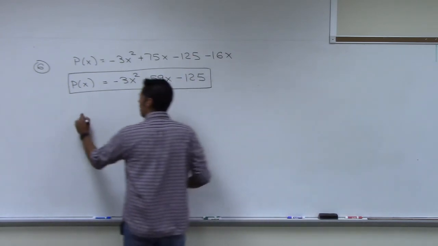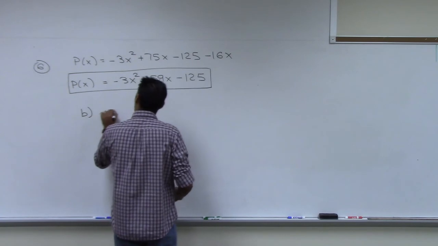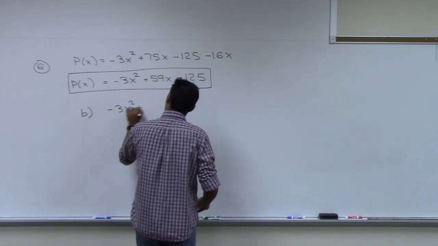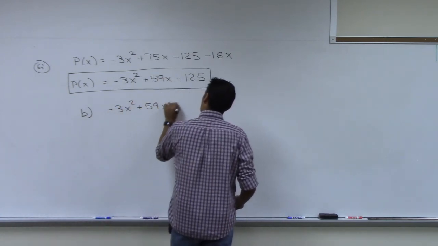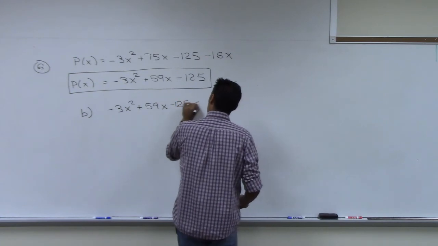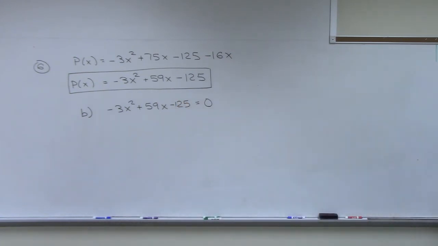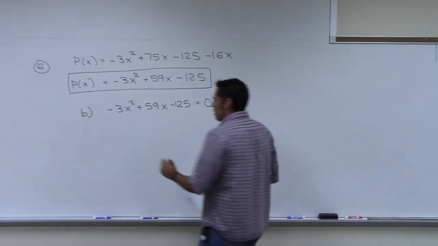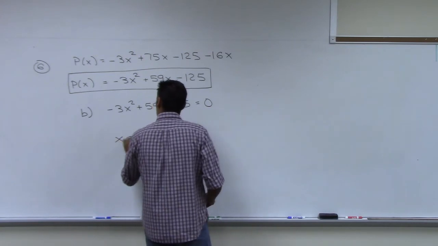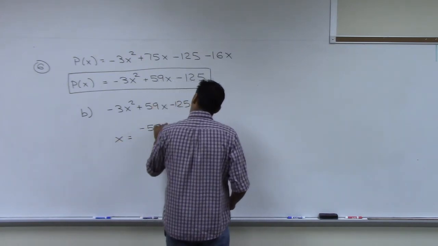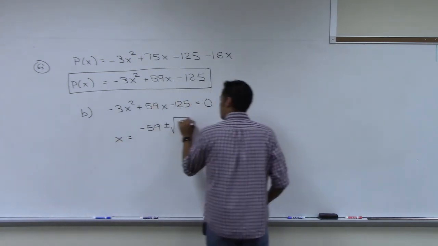So part B, I'm going to set negative 3x squared plus 59x minus 125 equal to 0. And I'm not quite sure about that factoring there. I don't think that's going to factor. I think we're going to have to use the quadratic formula for that. And these are big numbers, right? So my solutions are this. X is equal to negative b plus or minus, sorry, I don't know 59 squared.